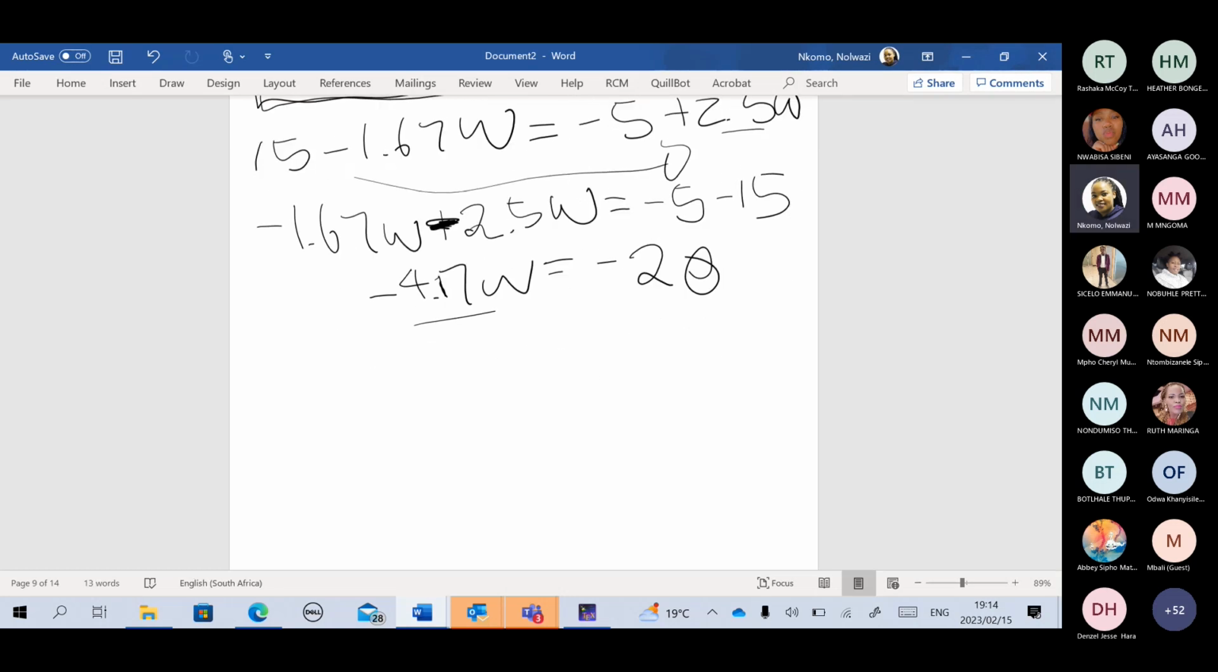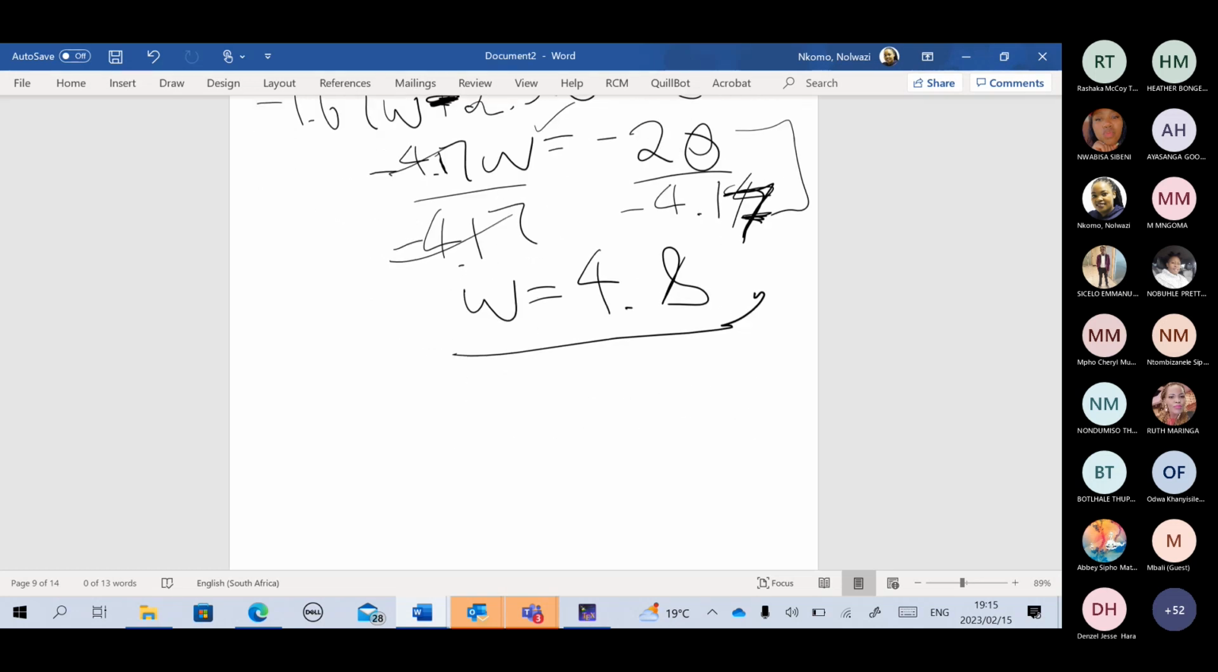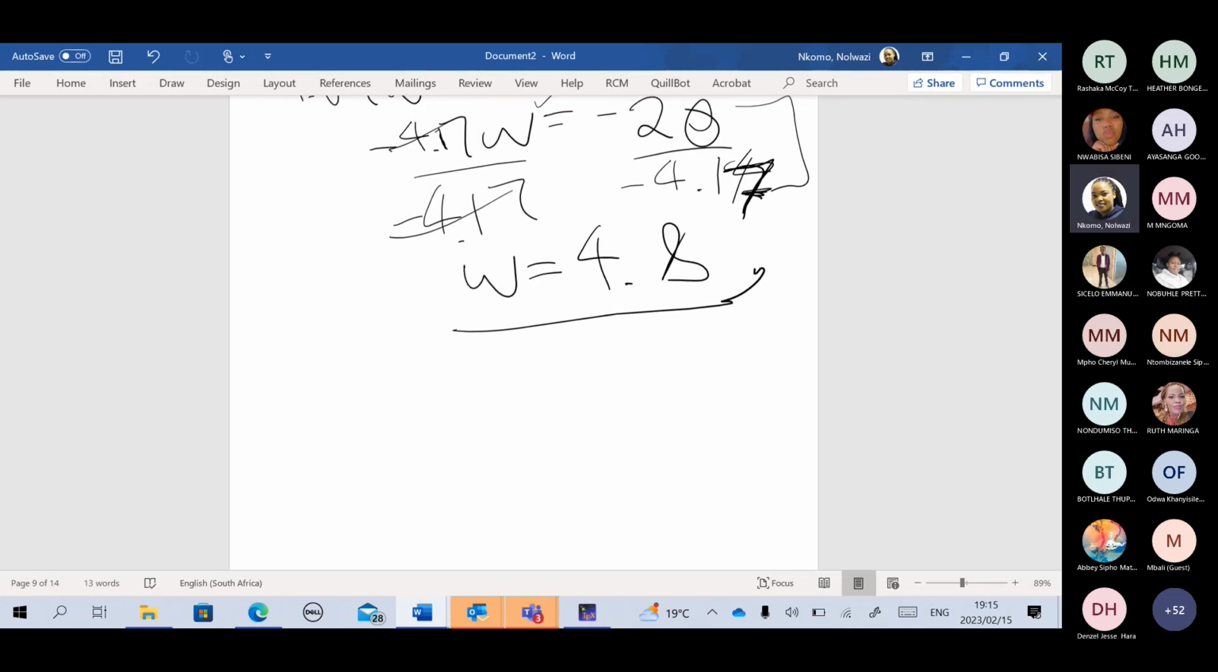The next step is to divide by minus 4.17 on both sides, because we want W, the wages. If you punch this in your calculator, you should get 4.8. And this is the wages at equilibrium.